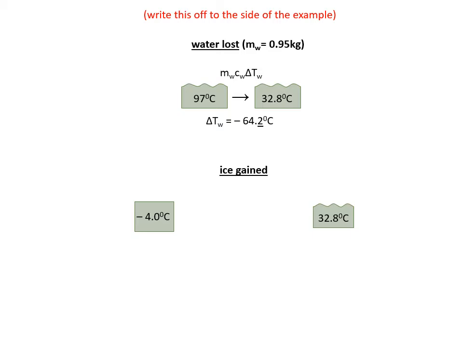But it can't go directly from ice at minus 4 to water at 32.8. First, the ice would have to warm up to the melting point, which is 0 degrees Celsius. Once at 0 degrees Celsius, it could melt into water at 0 degrees Celsius, and then it could warm up to water at 32.8 degrees Celsius. So first, the ice warmed up, which is Q equals mc delta T. This time I'm using a subscript of I, mass of ice, specific heat capacity of ice, and change in temperature of the ice. And the ice warmed up 4 degrees before it started to melt.